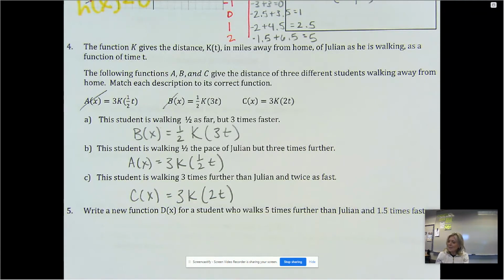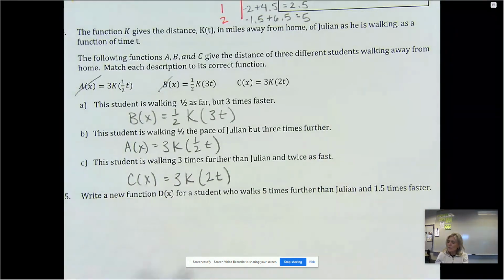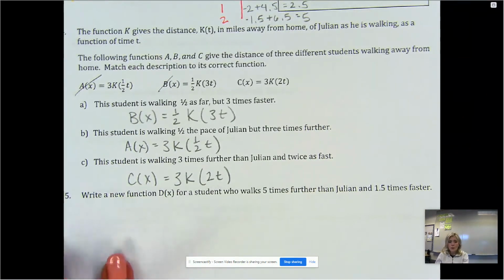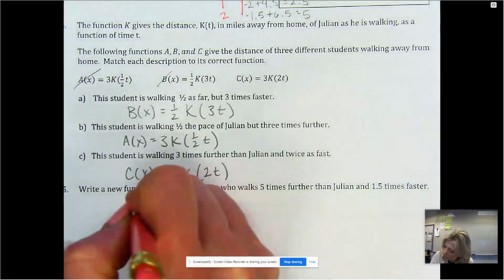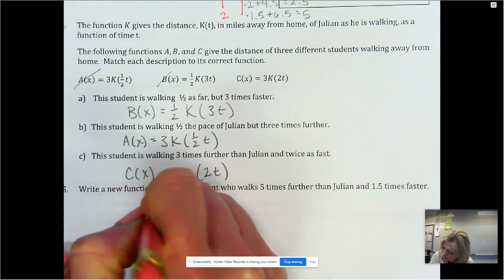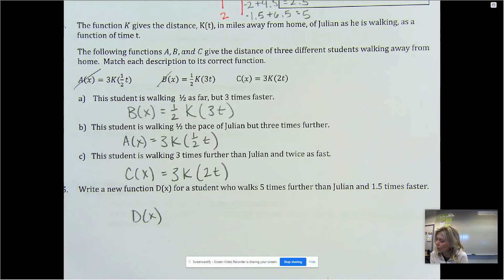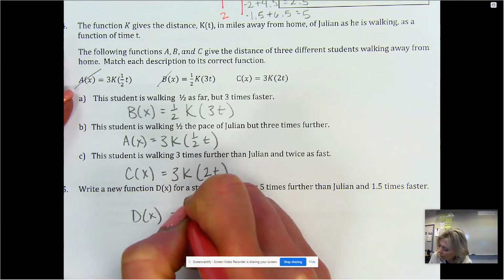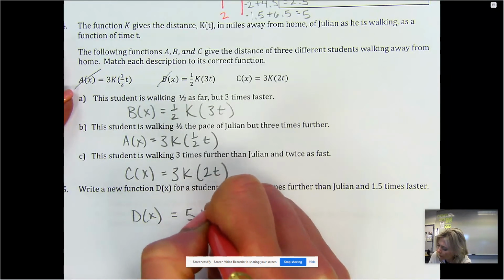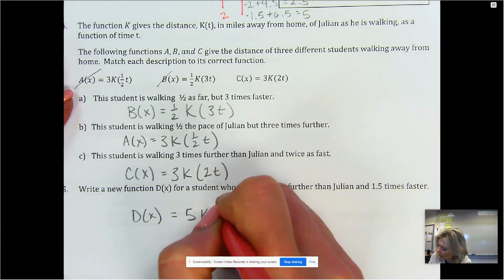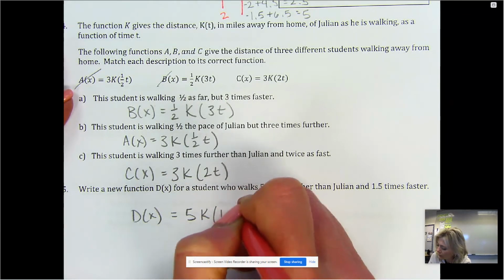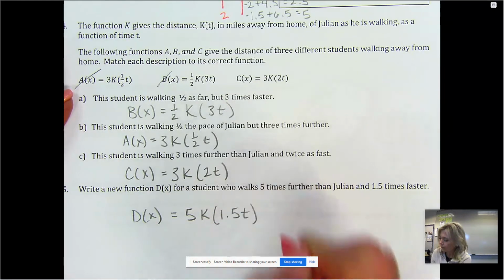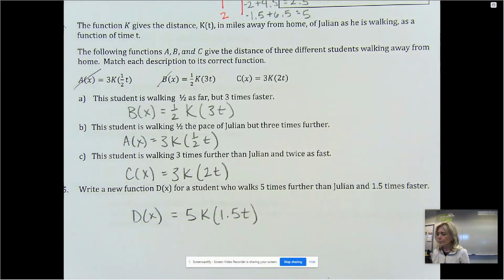All right, and then we have one more question, kind of goes with the same prompt. Write a new function, d of x, for a student who walks 5 times further than Julian and 1.5 times faster. So the 5 is going to scale the output. It goes first. And the 1.5 scales the input. It goes in the parentheses, 1.5t. And there we go.